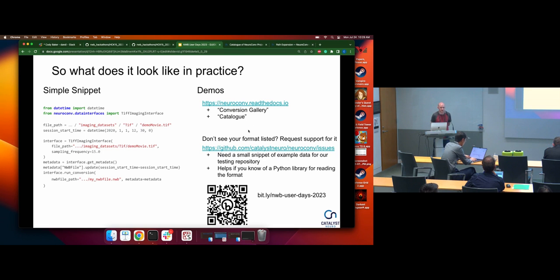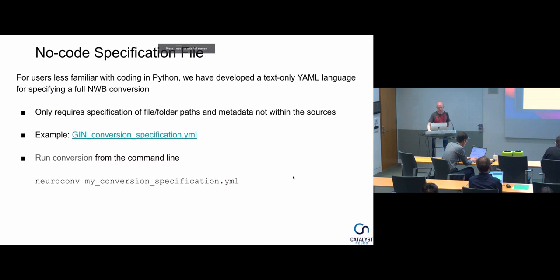Of course, if you do not see your format listed on the conversion gallery, we would love to support it. So all you need to do for that is request support by filing an issue on NeuroConv. What we really like to add to that is a small snippet of example data, ideally 10 megabytes or less, that has both the data necessary as well as the metadata header files as you would normally create them. With those pieces of information, we can generally put it together for you, although it also helps if you already know of an open Python library for how to read the data.